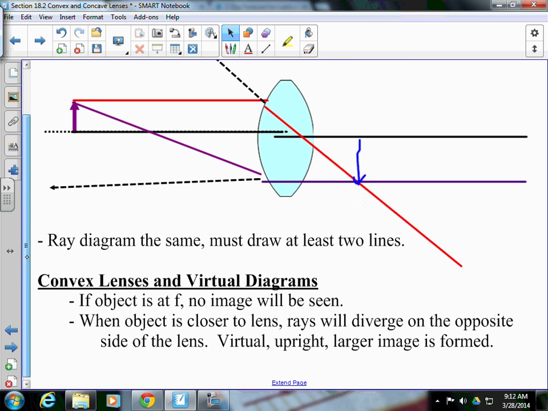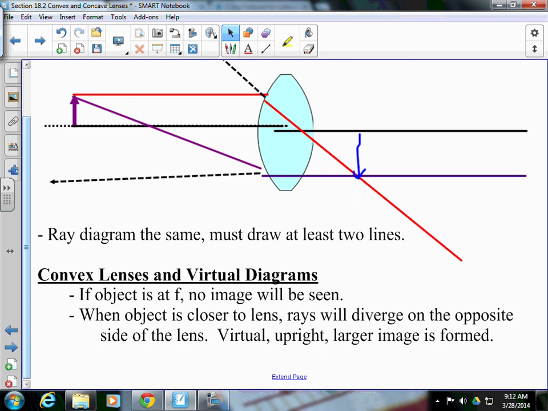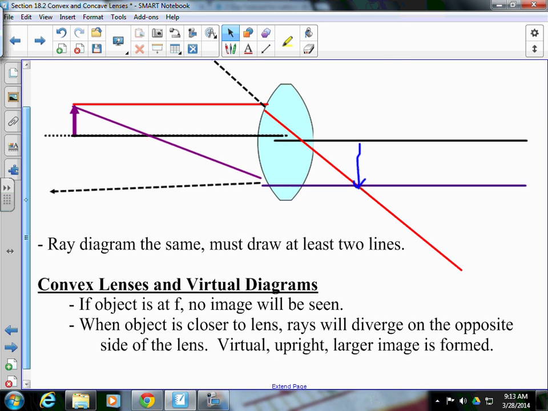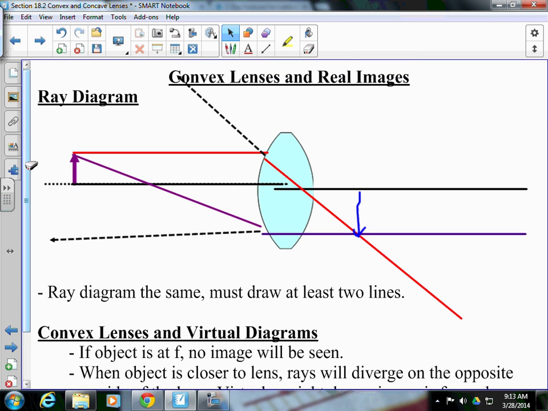Now, for convex lenses, if the object is at the focal point, you won't be able to see an image, so it'll black out the image. And also, when the object is closer to the lens, the rays will diverge on the opposite side of the lens, and you will get a virtual, upright, larger image. Don't necessarily worry about that as much. If you can understand the basic light ray diagram for a convex lens, for anything outside the focal length, you'll be good to go. So this is a convex lens.